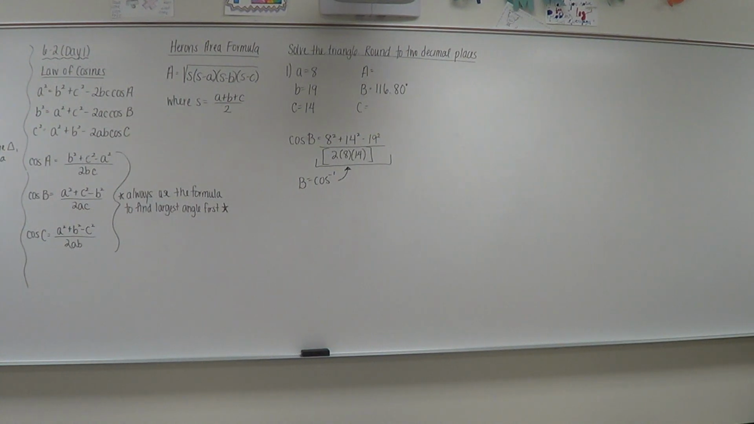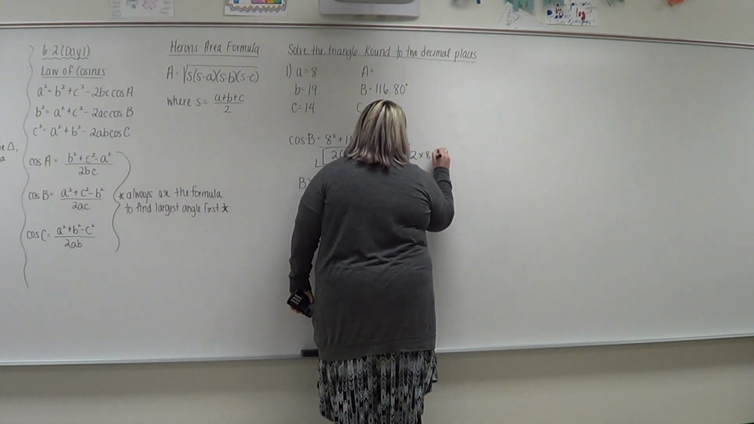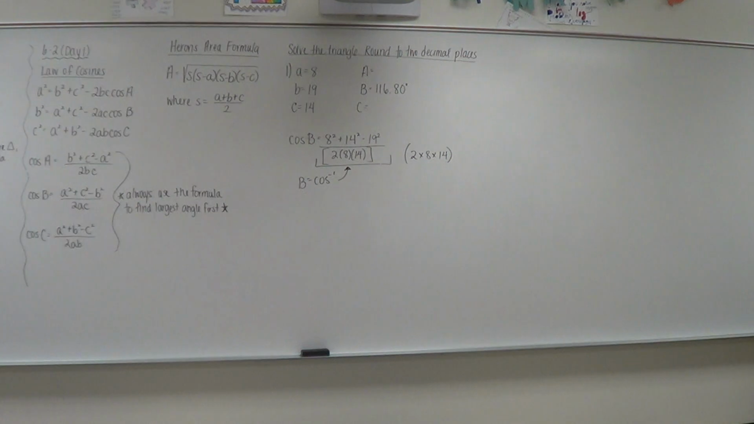Bless you. Okay, you're going to have to put parentheses before that too. When you plug this in, this would have to be parentheses, 2 times 8 times 14, parentheses. Okay, then do cosine inverse. What's happening is we're dividing by 2, so you're multiplying by 8 by 14, which means your number is going to be too big. Okay? Anyone else having issues?